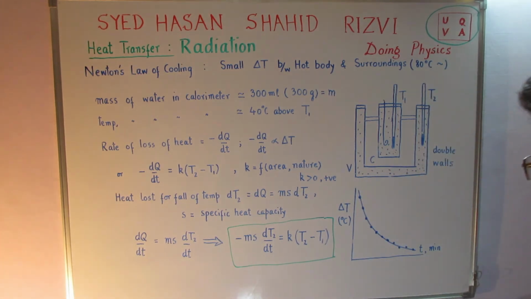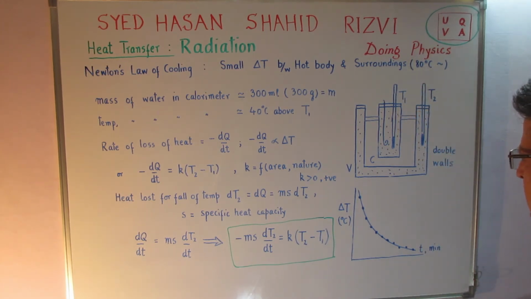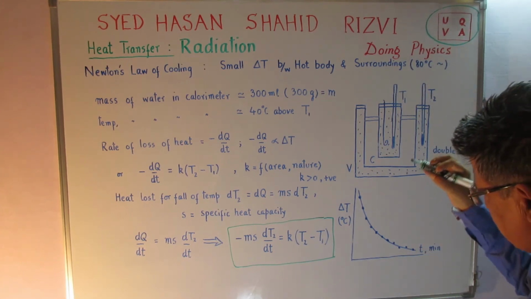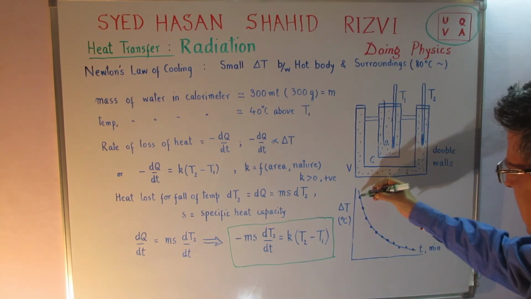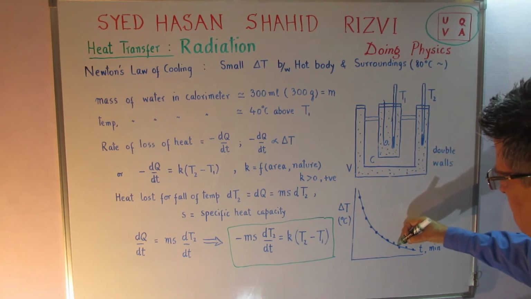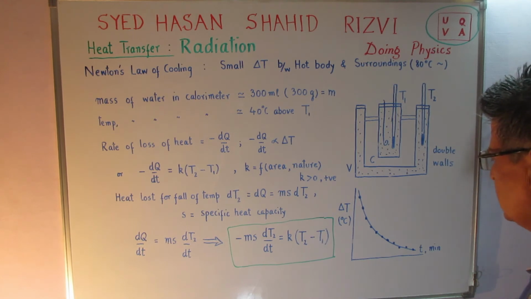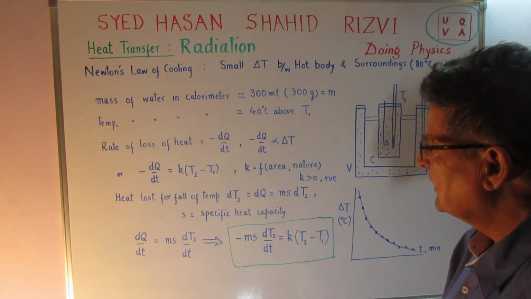The result is that if we keep on recording the temperature on this thermometer at an interval of say 60 seconds, that is 1 minute, then we find that the fall in the temperature goes like this. That means initially the fall in temperature is more, and finally it becomes less and less and less.